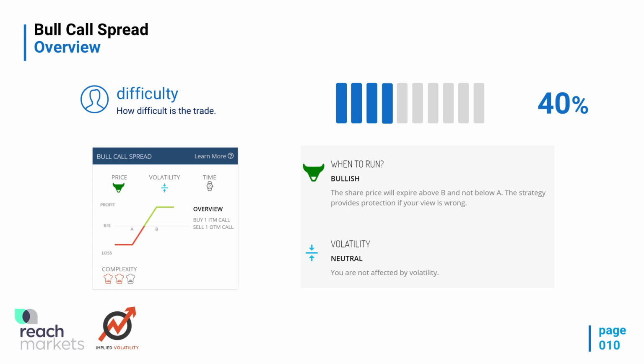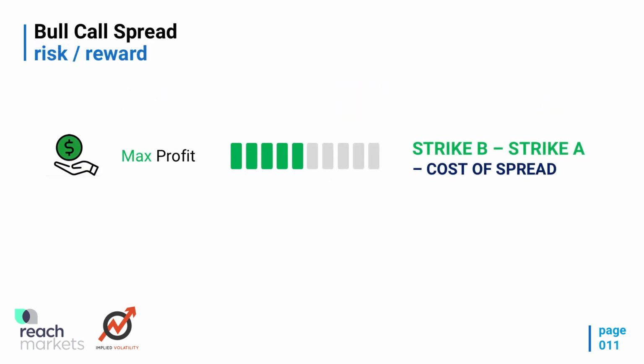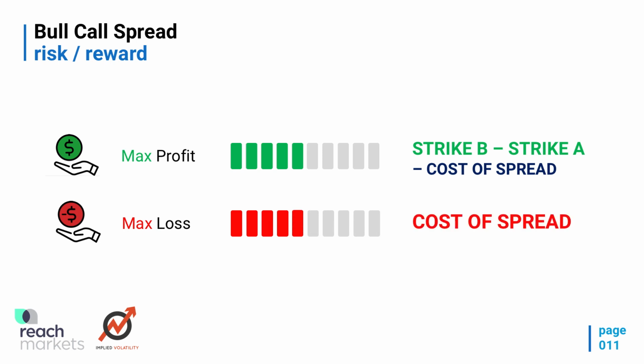Because we're buying one option and selling another option, we're neutral to volatility. We have a limited maximum profit and a maximum loss. And the way we calculate this is the difference between the two strikes minus the cost of the spread is going to be your maximum profit, and the maximum loss is going to be the amount that we've paid for the spread.